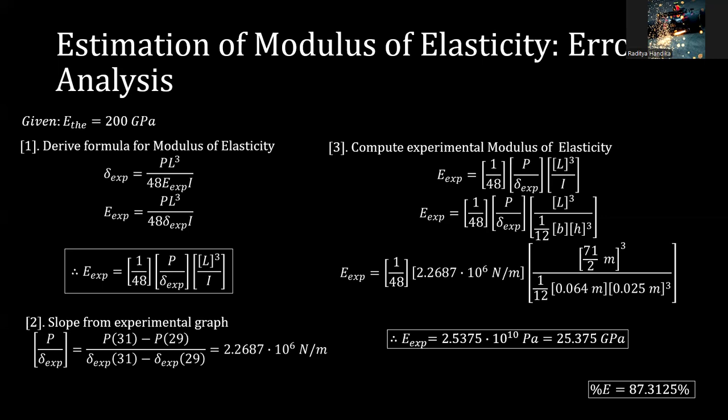And after determining this value, we calculate the experimental elastic modulus, which was 25.375 GPa. However, the true elastic modulus of the beam material is 200 GPa, resulting in a large error of 87.31%. And this substantial error can be explained by the previous graph, which indicated significant discrepancies in material behavior due to alignment issues and measurement sensitivity.